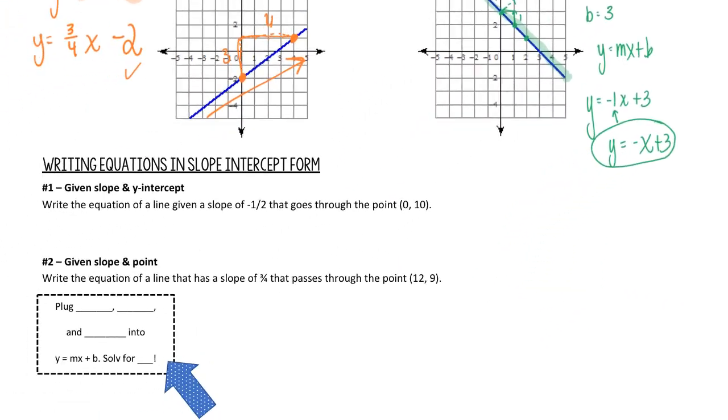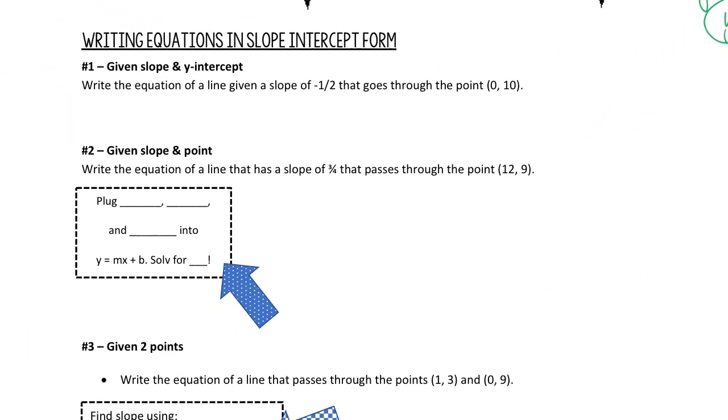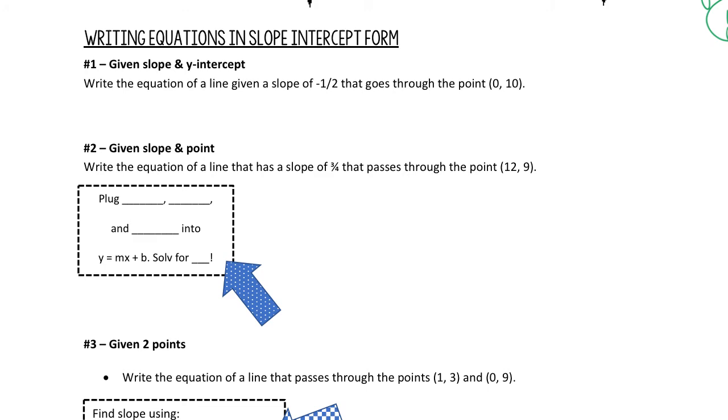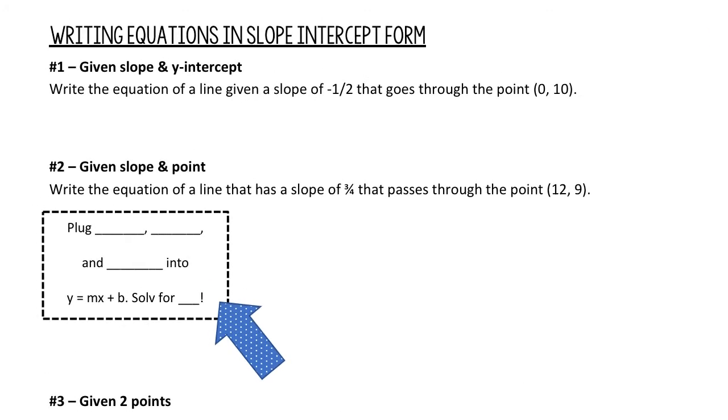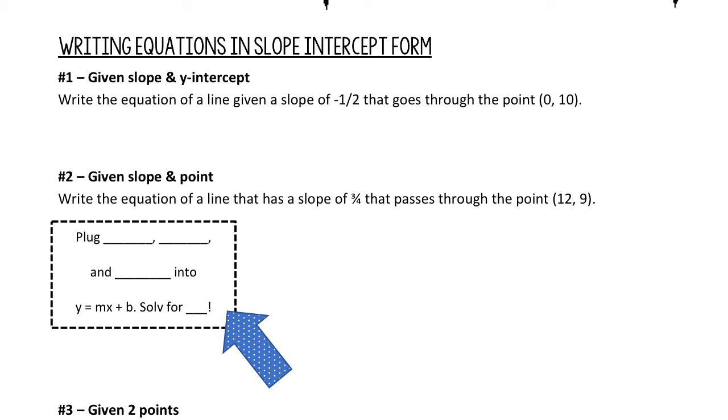All right, last thing we're going to go over is how to write an equation in slope-intercept form when you're given 3 different scenarios. So if you're given the slope and the y-intercept, it's easy as pie. You're given the slope, m. It's -1/2. That goes to the point 0, 10. Well, notice if the x value is 0, y value is 10, that is our b value, our y-intercept. So you'll simply plug in y equals -1/2 x plus 10.